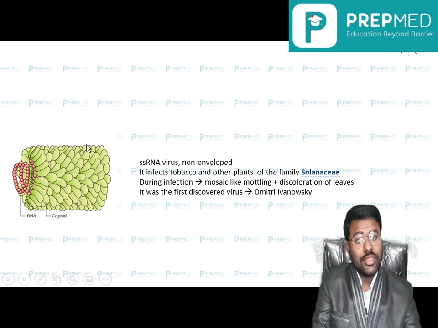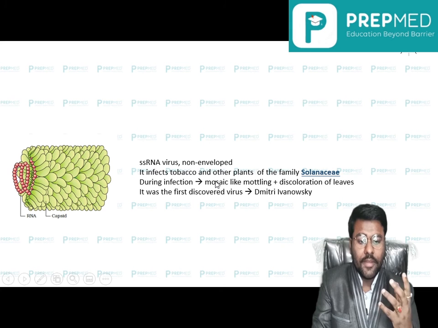Next image, what is the tobacco mosaic virus? Tobacco mosaic virus is ssRNA and non-enveloped, and it causes disease in the Solanaceae family or tobacco. When the infection starts, the mosaic-like mottling and the discoloration of the leaves are seen. This is the first discovered virus, discovered by Ivanovsky.